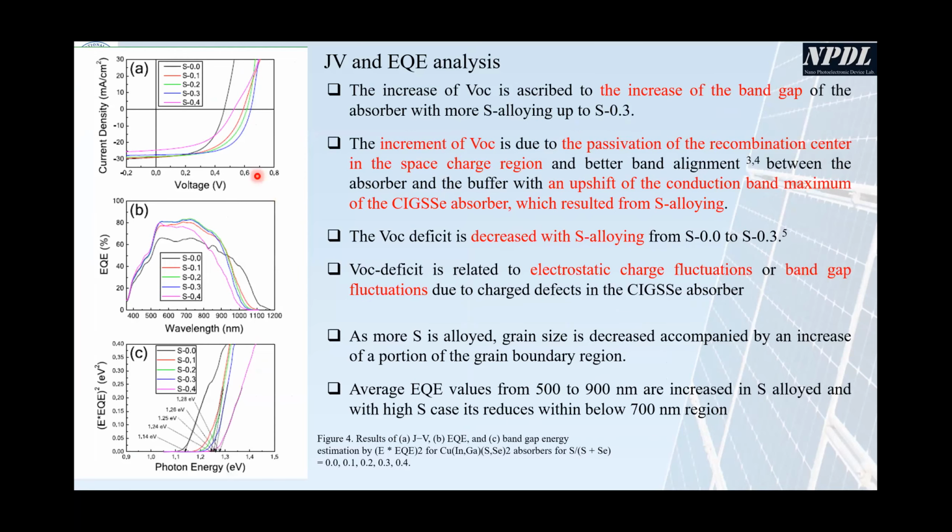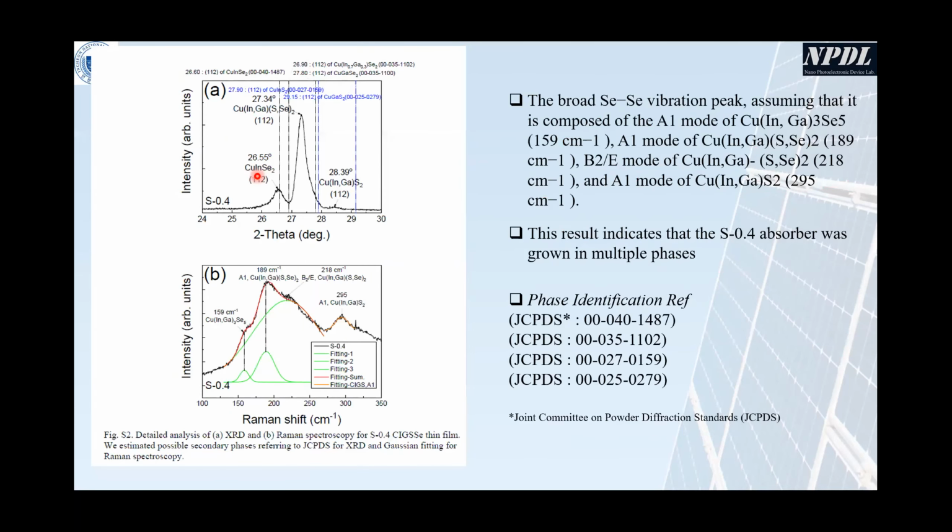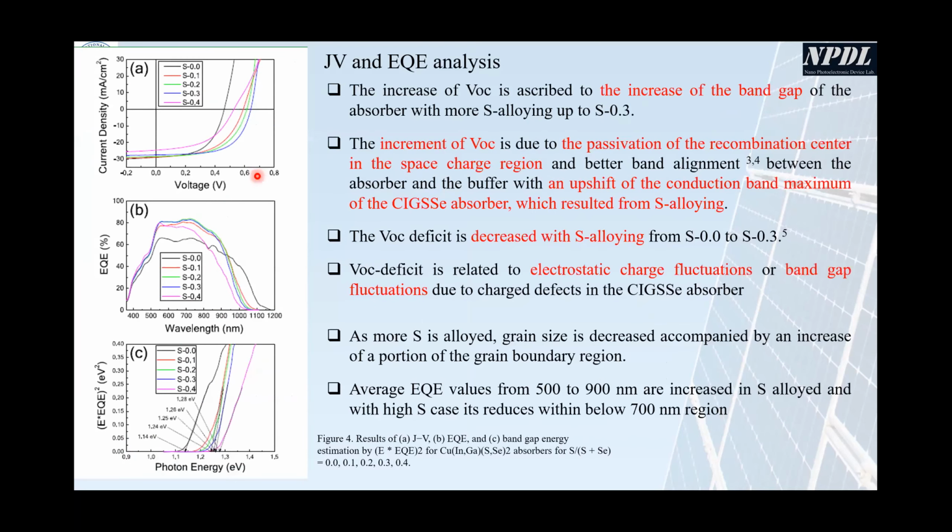Okay, so up to that slide there was the characterization of our device absorber, and now we fabricated our device and are analyzing it. Here we see that the VOC, the open circuit voltage, increases up to 0.3, then for 0.4 it decreases. The increment of VOC is due to the passivation of recombination centers and the space charge region. We also believe there is better band alignment between the absorber and buffer, and an upshift of the band maximum of the CIGS absorber, which resulted from the S-alloying.